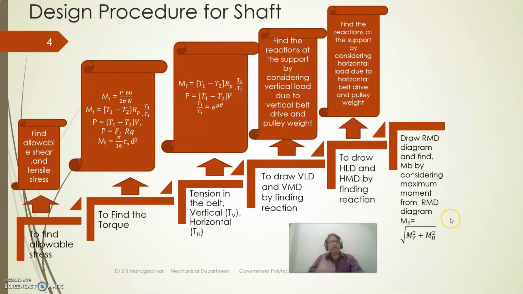Like that we have to find out the resultant, because moment is a vector quantity. Why? If one is acting in the horizontal and the other one is acting in the vertical, the resultant of these will be the hypotenuse. So the hypotenuse is nothing but the square root of the sum of the squares: the vertical component squared, MV square, and the horizontal component squared.